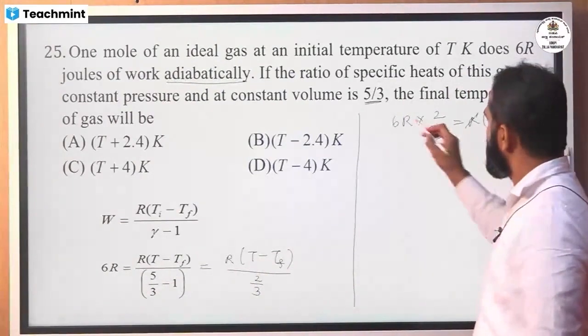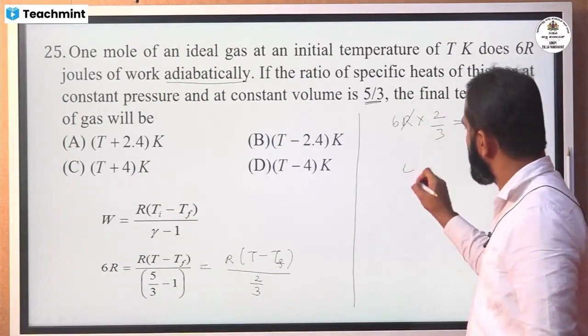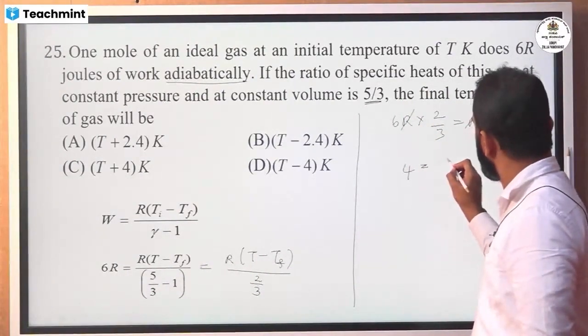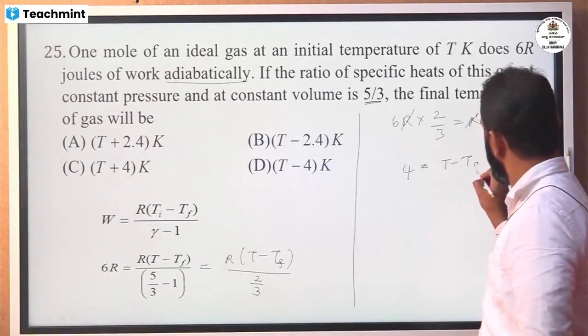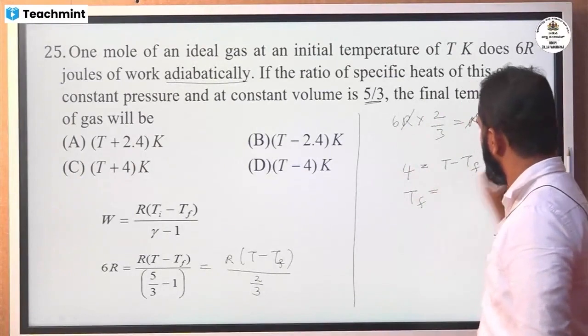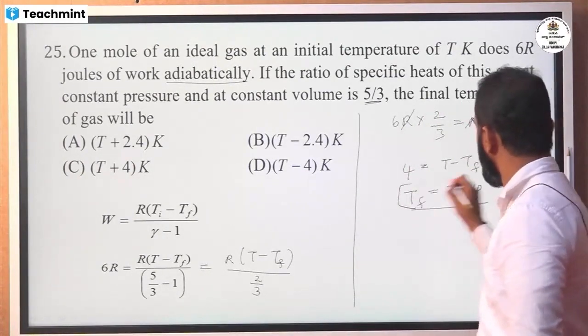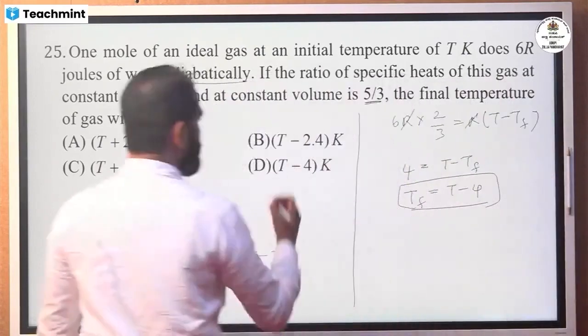So R cancels on both the sides. So this is 12 by 3, that will be 4, is equal to T minus TF. So take TF to the other side and 4 to the right hand side: TF is T minus 4. This will be the right option, that is option D.